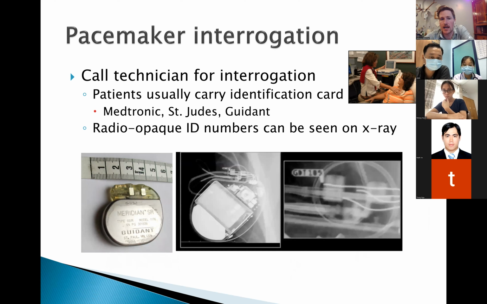With pacemaker interrogation, usually you're going to have to call the technician. Patients usually carry the identification card of the pacemaker they have in place, but then you can also still use those radio-opaque ID numbers if they don't have that pacemaker card. So another importance of getting that chest X-ray, you'll be able to know which pacemaker they have and then be able to contact the technician for interrogation.